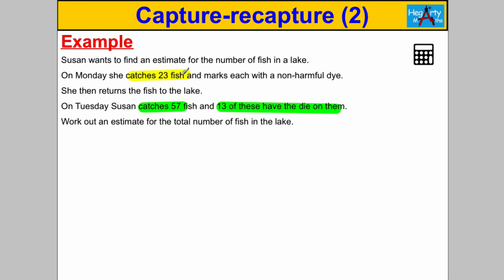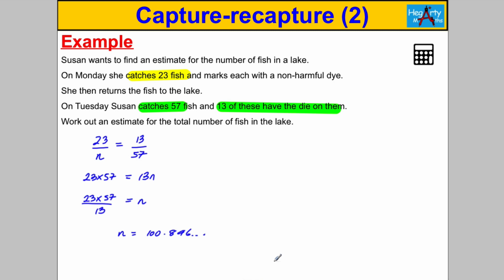The proportion of marked fish in the population is 23 out of n, where n is the population, and we're going to say that's equal to the proportion of marked fish on the recapture, which is 13 out of 57. Cross multiplying, we get 23 multiplied by 57 is equal to 13n, and therefore n is going to be equal to 23 multiplied by 57 divided by 13. Now the reason it's got a calculator is you wouldn't be expected to do this, because when you actually work this out on your calculator, you get that n is equal to 100.846, etc. It's not actually a whole number.